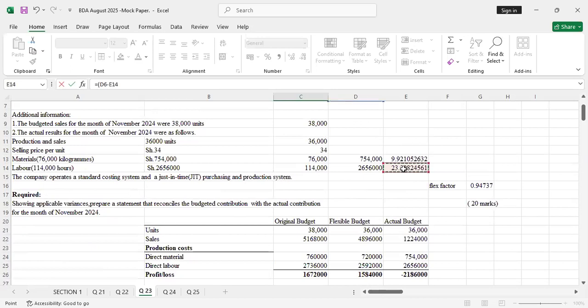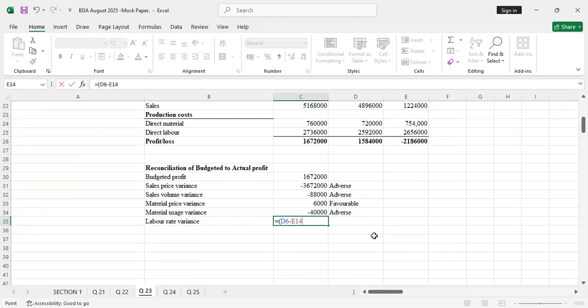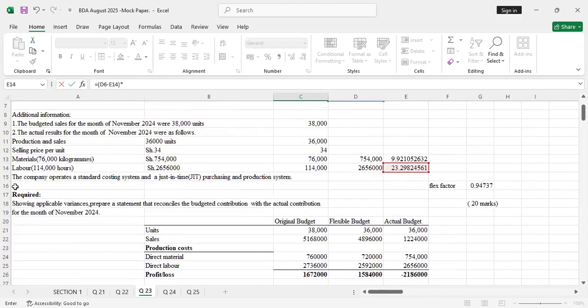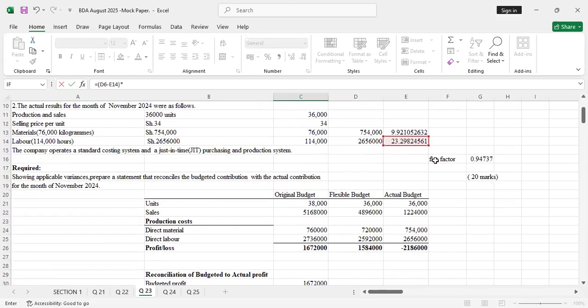Yes, you see that's favorable. We budgeted to use labor of 24 shillings, but we used 23 point something. So that's favorable. Then you multiply by the actual hours. So what was the actual hours? Actual hours are these hours, 114,000.